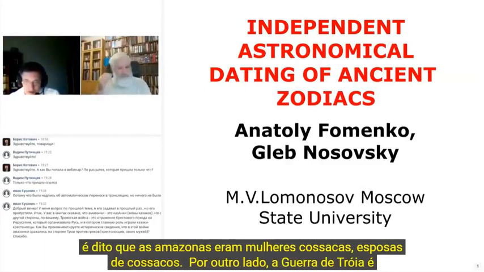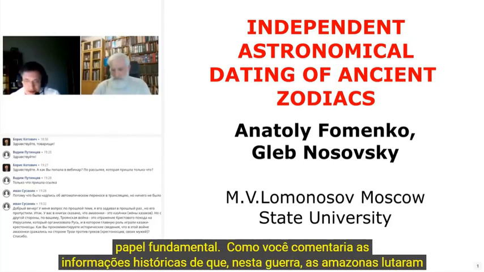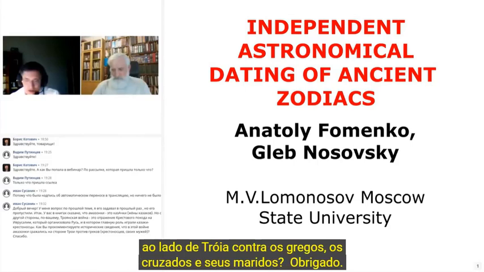In the books, it is said that Amazons were Cossack women, wives of Cossacks. On the other hand, the Trojan War is a reflection of the crusade to Jerusalem organized by Russia, in which Cossack crusaders played a key role. How would you comment on historical information that, in this war, Amazons fought on the side of Troy against the Greeks, the crusaders, and their husbands?